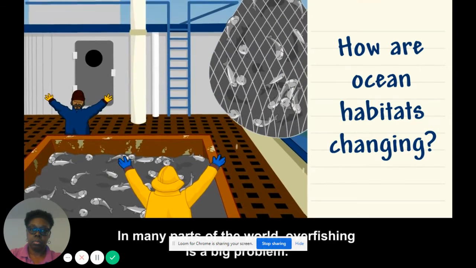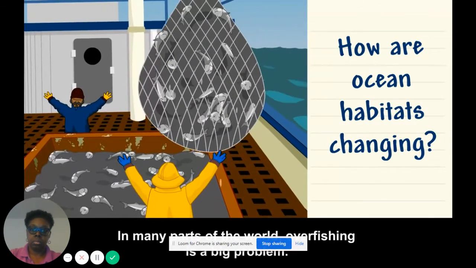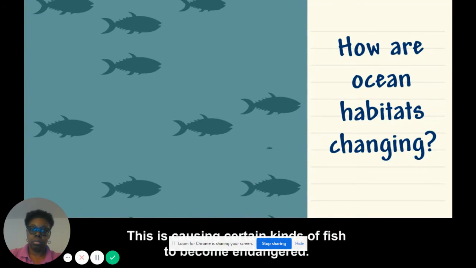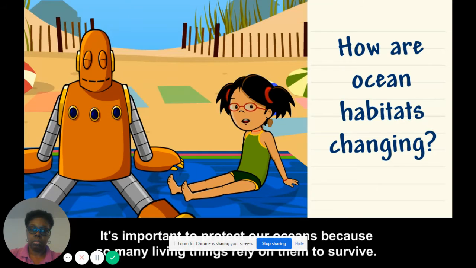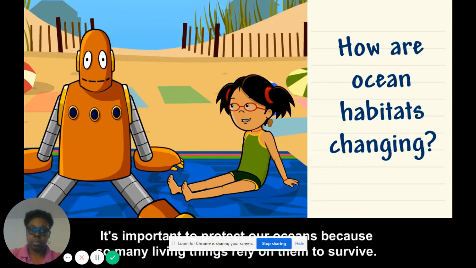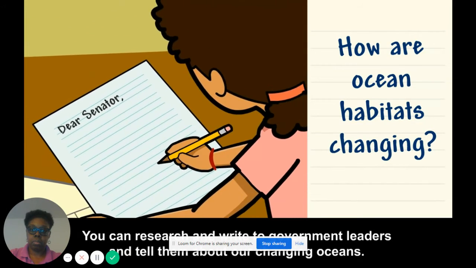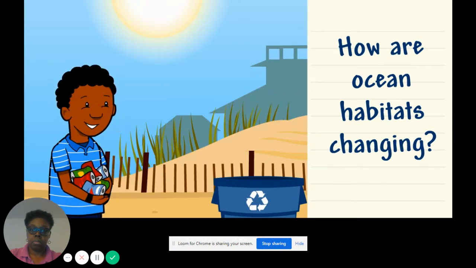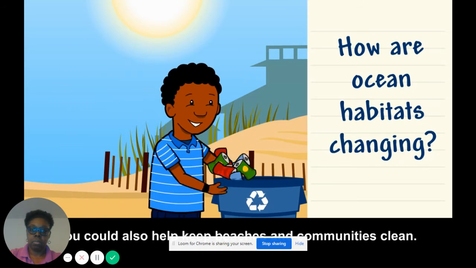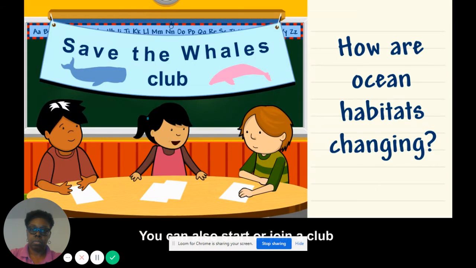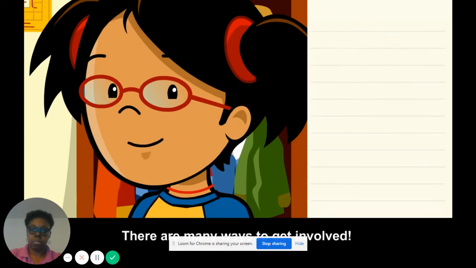In many parts of the world, overfishing is a big problem. This is causing certain kinds of fish to become endangered. It's important to protect our oceans because so many living things rely on them to survive. You can research and write to government leaders and tell them about our changing oceans. You could also help keep beaches and communities clean. You can also start or join a club to share what you learn with other people. There are many ways to get involved.